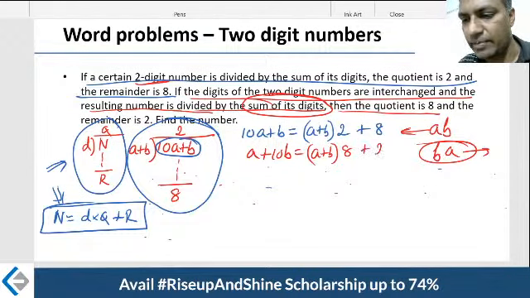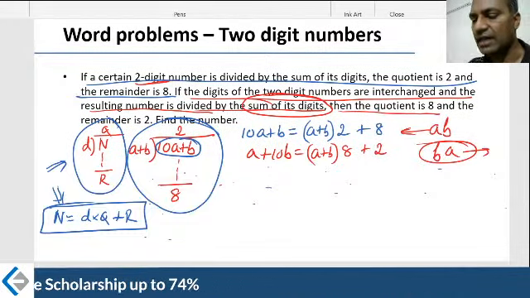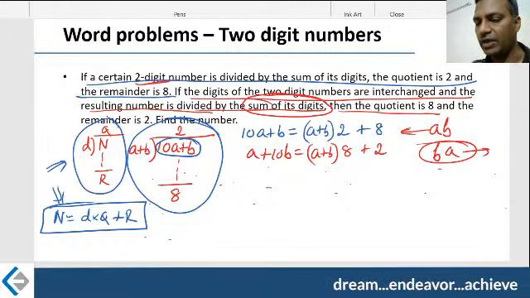Quotient is 8 and the remainder is 2. Now what do I do? Rather than subtracting, you add them. Alright, now that's what I said.